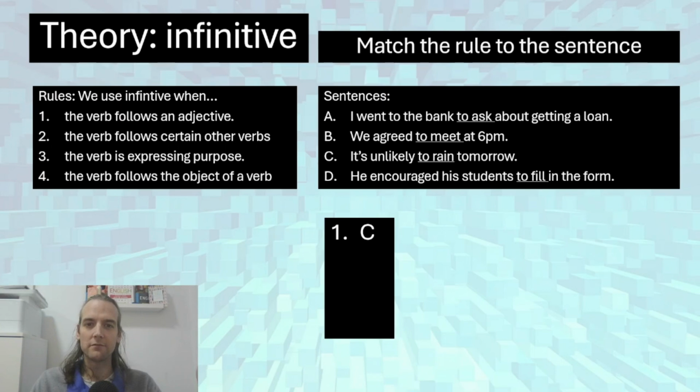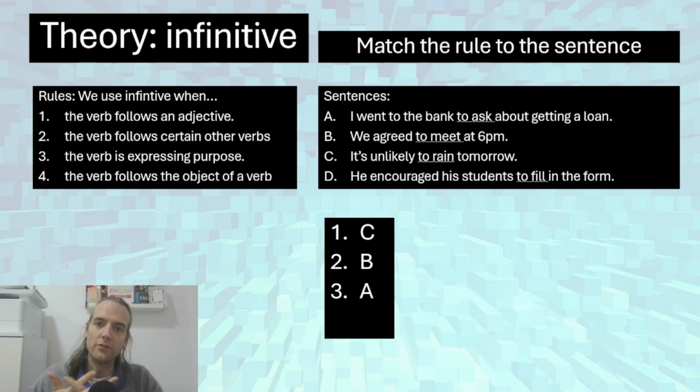Certain verbs, well, that was B, wasn't it? You agree to do something, you promise to do something, you decide to do something. Some common verbs that are always followed by the infinitive. Purpose is A, I went to the bank to ask. This is a common mistake in Spanish or maybe other languages where people say, I go to the gym for getting stronger. For getting stronger? No, to get stronger.